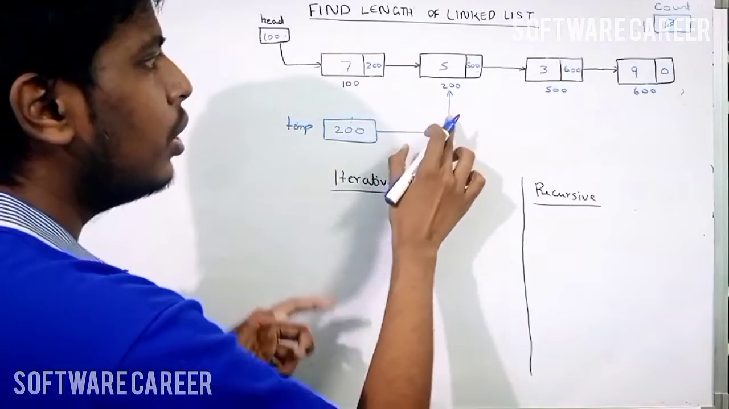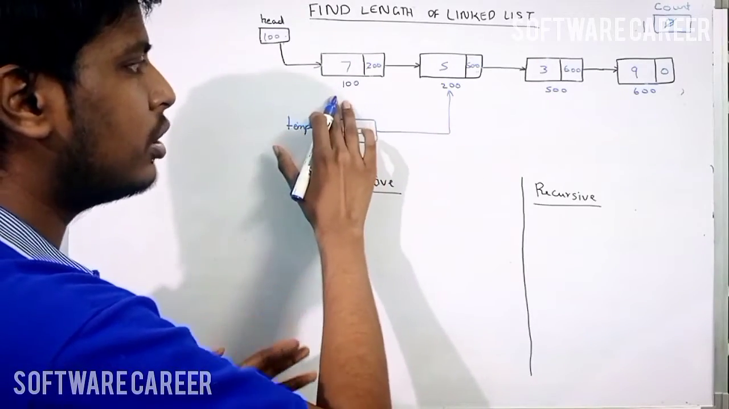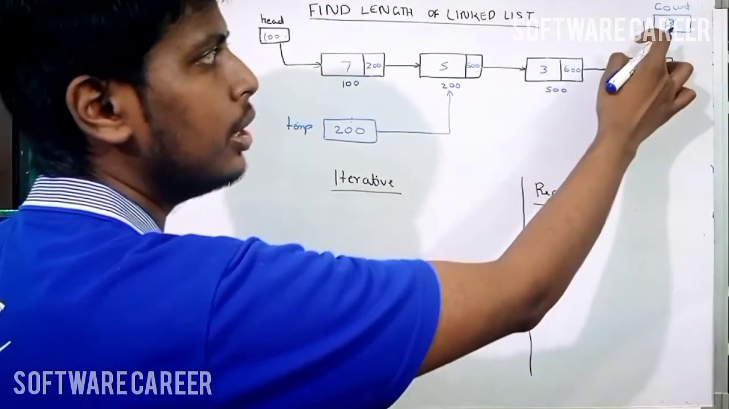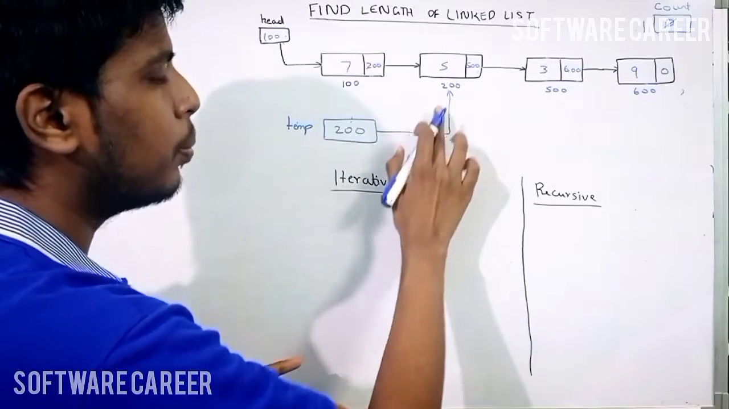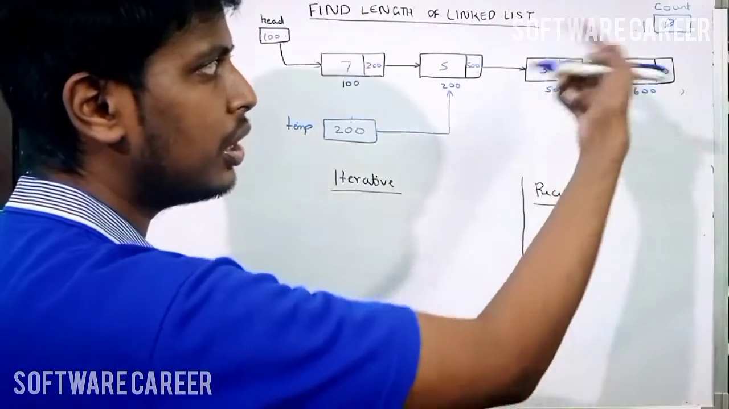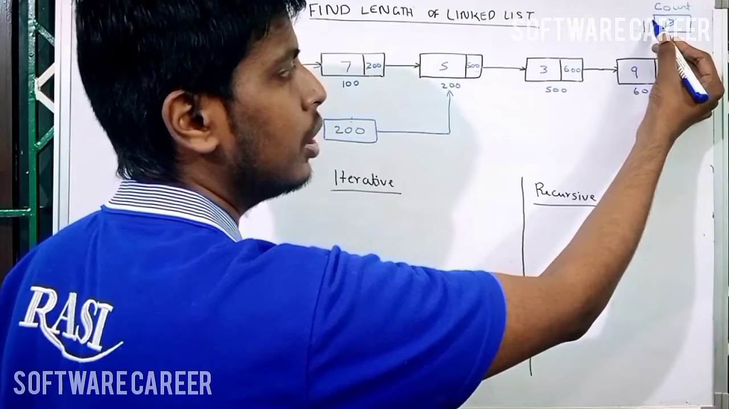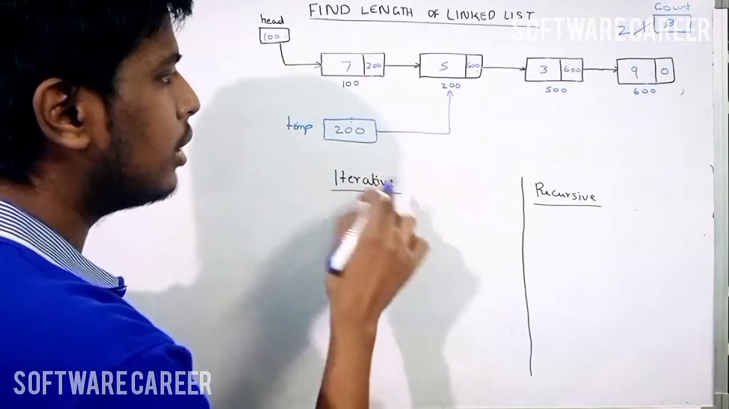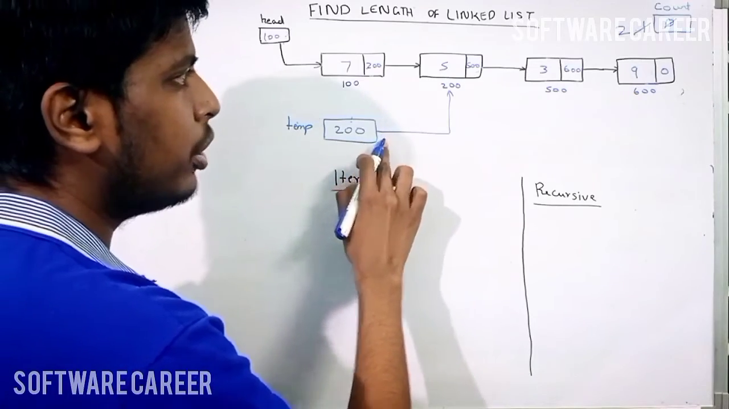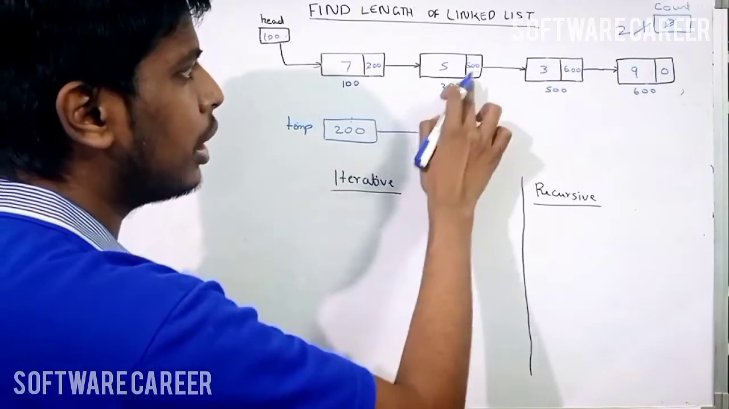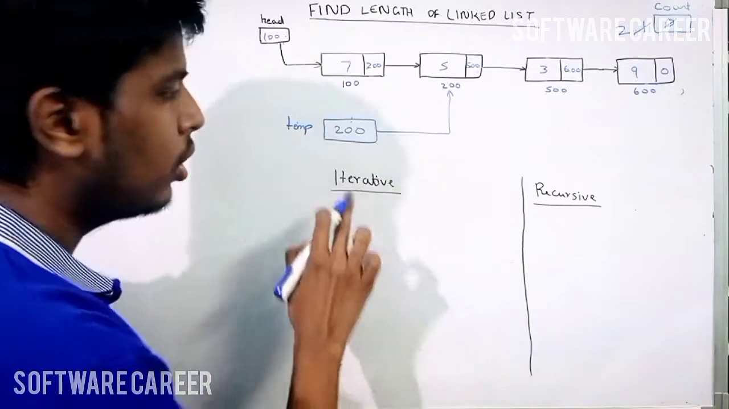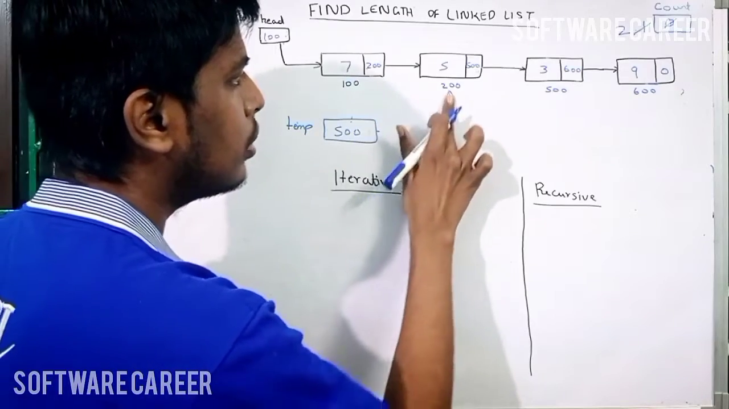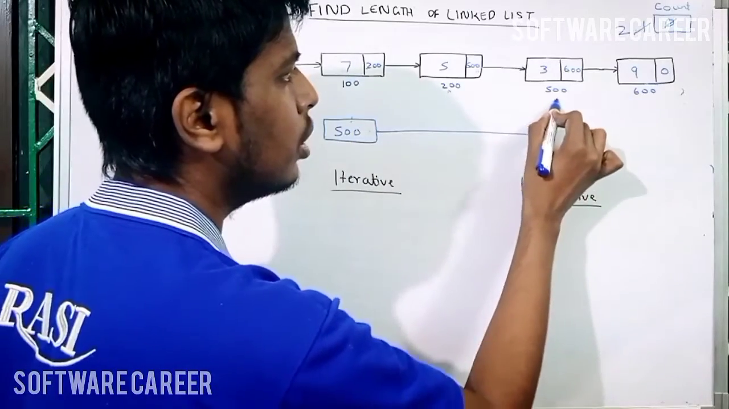Now the same steps are followed. What was previously done in the first node, the same step is followed: increment the count value by 1. Now the pointer is pointing towards the second node, so increment the count variable. It was 1, so increase by 1 and now it becomes 2. Now the second step is you should move the temp pointer towards the next node. So temp equals temp next. 200's next is 500, so I'll change the value to 500. Update the value. Now this pointer points towards the third node.